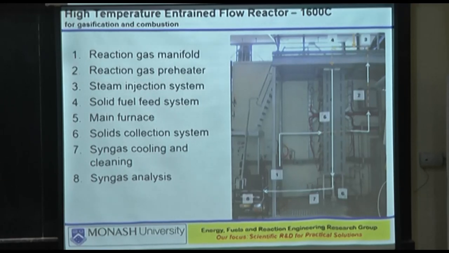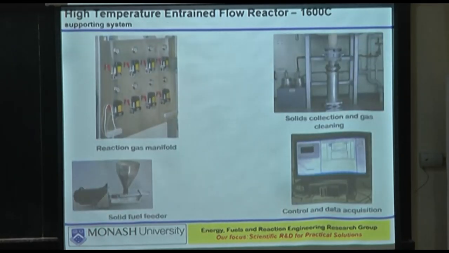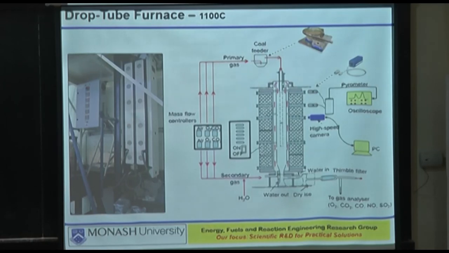This is an entrained flow gasifier which we built for a project funded by Mitsubishi Heavy Industries. It goes up to 1600 degrees Celsius, and it has its auxiliaries. And this is a smaller version of that one. That one is an entrained flow gasifier. This is also a gasifier cum combustor, but it is a drop tube, which means the particles actually drop rather than remaining entrained in the vicinity of the incoming reacting gases.